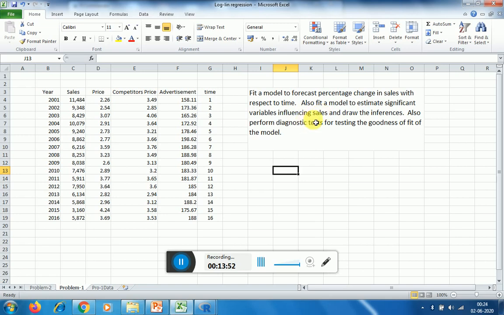So significant variables influencing the sales, and then we are supposed to draw the inferences. Now for this matter, what we can do, we will keep price in absolute terms, competitors' price also in absolute terms, and advertisement also in absolute terms, but sales we will keep in relative terms because these values are very big.